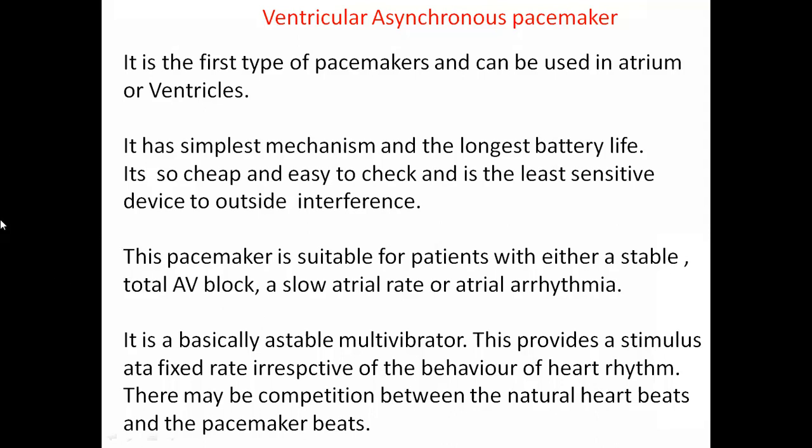Basically, an astable multivibrator is used as a pulse generator first of all. This provides a stimulus at a fixed rate irrespective of the behavior of the heart rhythm. So this astable multivibrator will produce the output at a fixed rate. It does not check the heart rate, how much cardiac output is being generated.